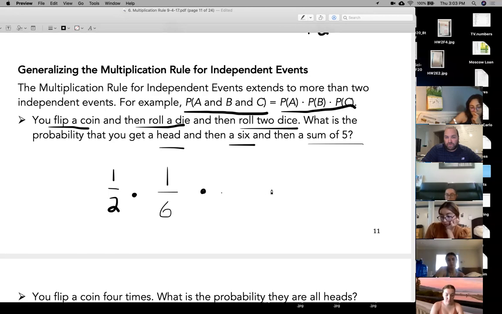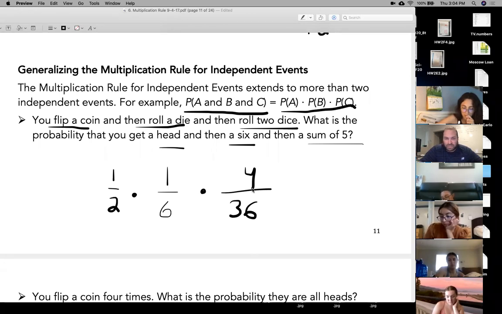I don't think it's 1 out of 5. Sum of 5. Oh, 2 out of 6. I don't think it's 2 out of 6. First, how many outcomes are there? Always do denominator first. How many outcomes are there? 36. How'd you get 36? 6 times 6. There's 6 probabilities from one die. Oh, yeah, I get that. Now, how many ways are there of summing to 5? 4. 1 and 4, 2 and 3, 3 and 2, 4 and 1.